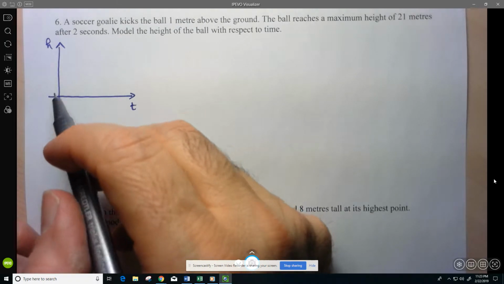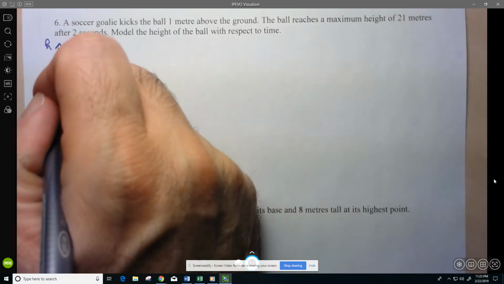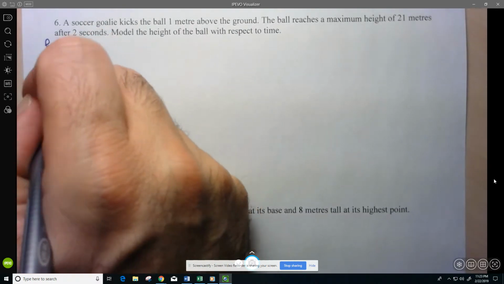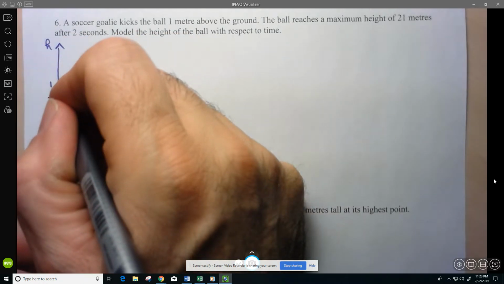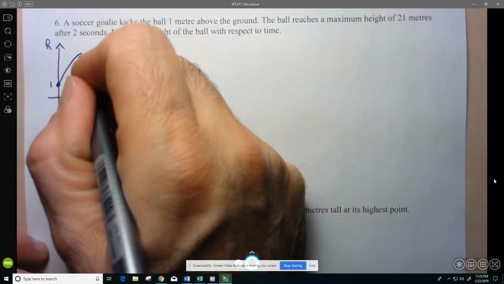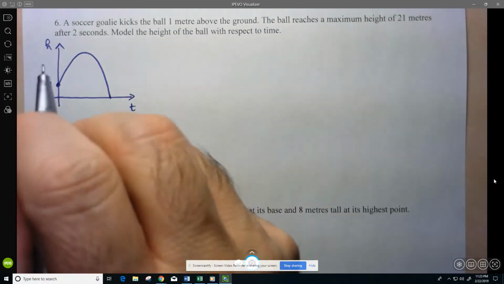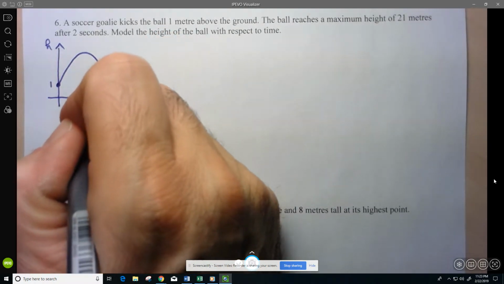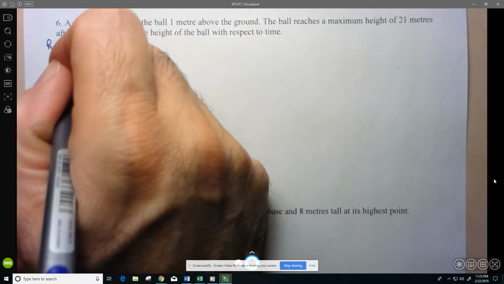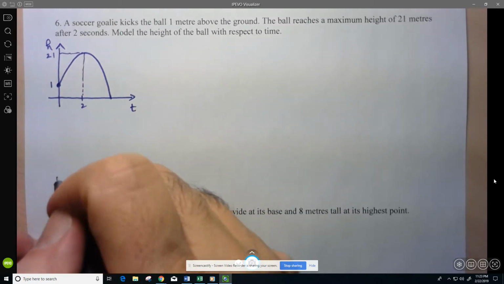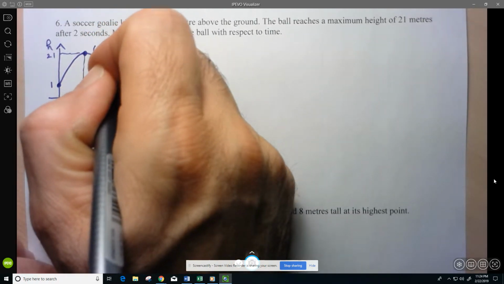So we know that at the start, the goalie kicks the ball 1 meter above the ground. So at the start, time 0, the height of the ball is equal to 1. All right, so then it goes up, reaches a maximum height of 21, and then comes back down. And we know that that's going to create a parabola. Okay, so after 2 seconds, the height of the ball is 21 meters. Okay, so in other words, what they've given us is the vertex of this parabola.